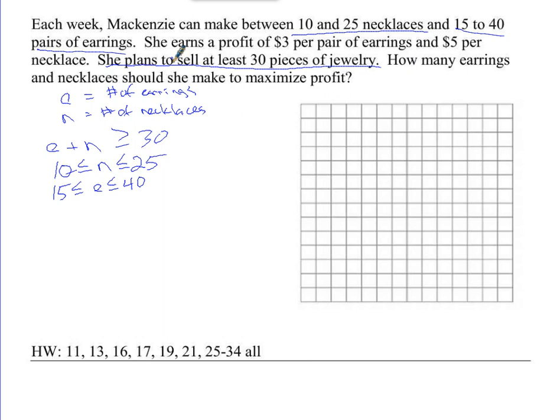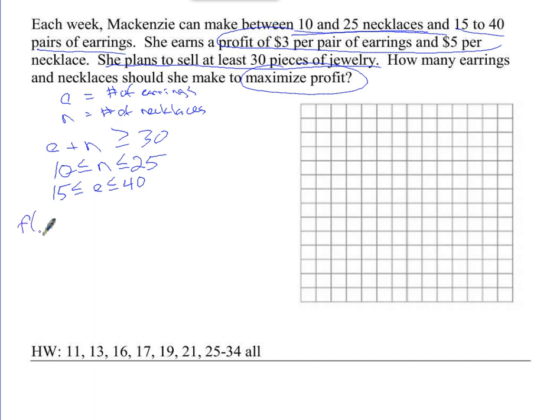The money part. So she earns a profit of $3 per pair of earrings and $5 per necklace, but what is it that we're trying to do in this problem? Maximize profit. It says maximize profit. So that is going to be what our objective function deals with. And we have profit sitting right here in this sentence. So profit of $3 per pair of earrings, $5 per necklace gives me my objective function. So what am I going to write for that?